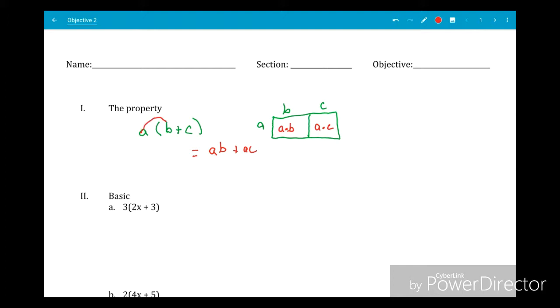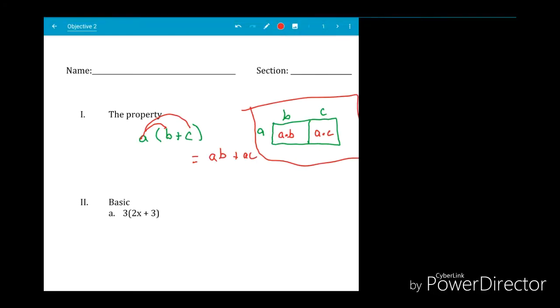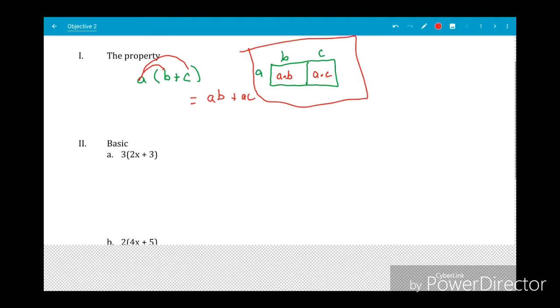Oftentimes you'll see folks kind of go like this to show that you can distribute that multiplication. You can give that multiplication to both B and C. But I like this visual as an idea for why it works. You could add B and C first, or you could figure out the two little areas and then add them together. Okay. It's important to see this rule in action to see why in algebra we kind of need it a little bit.